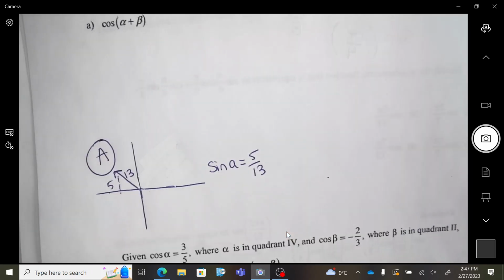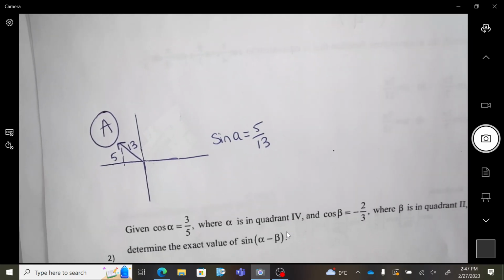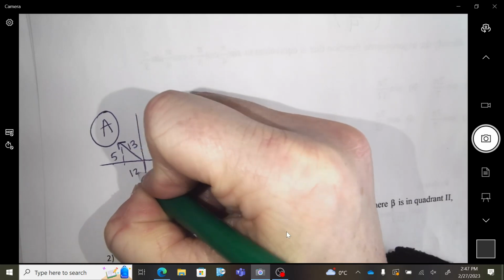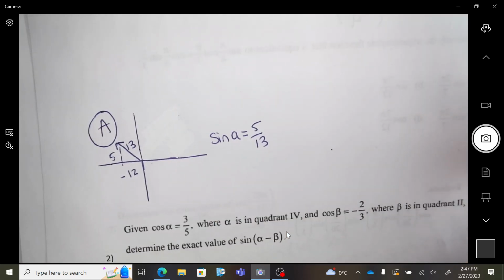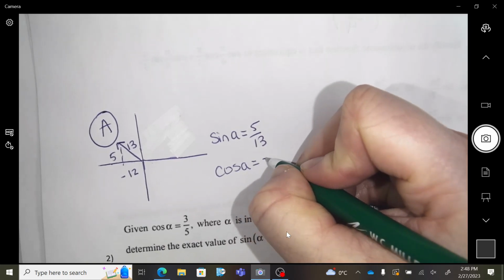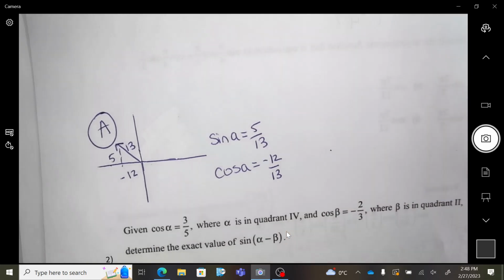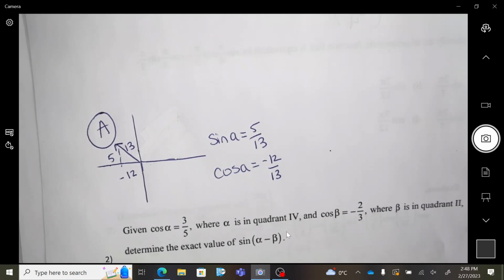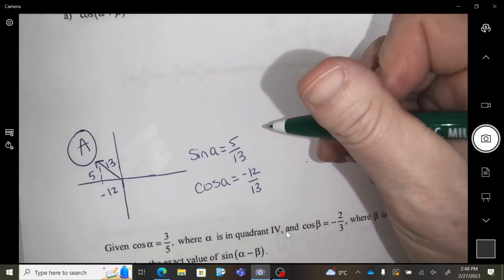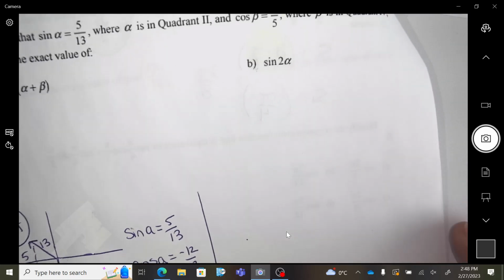5 over 13. So, does anybody have this triangle memorized? Because it's a common one. 12, negative 12 with location. So the cos of A is that ratio. Okay, all this is just work. Let's do what we know about B.